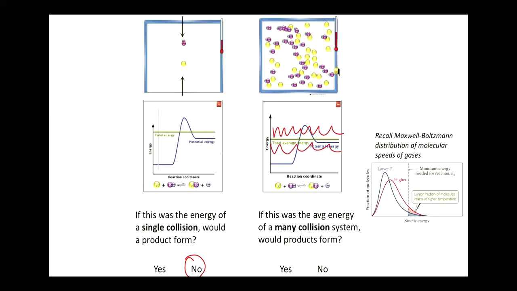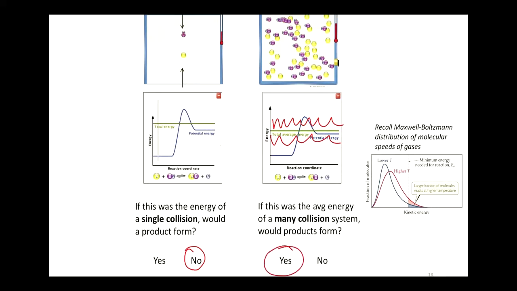So in this many collision system, products actually do in fact form because the average total energy is above the potential energy of our products. You just might have a freak accident where two particles with lots of energy collide with one another and go over this hill.